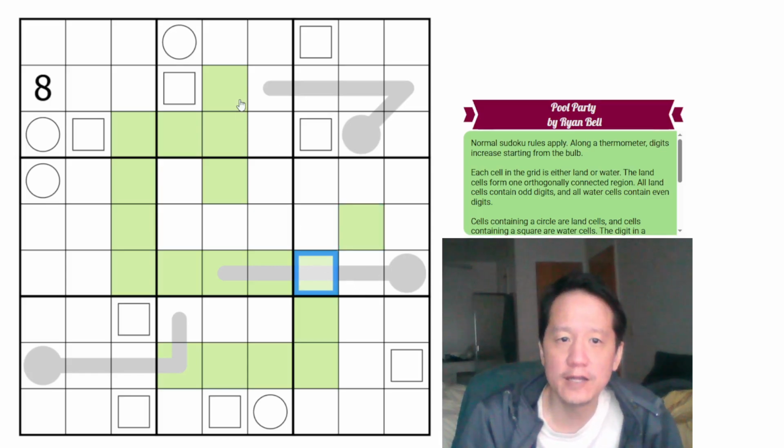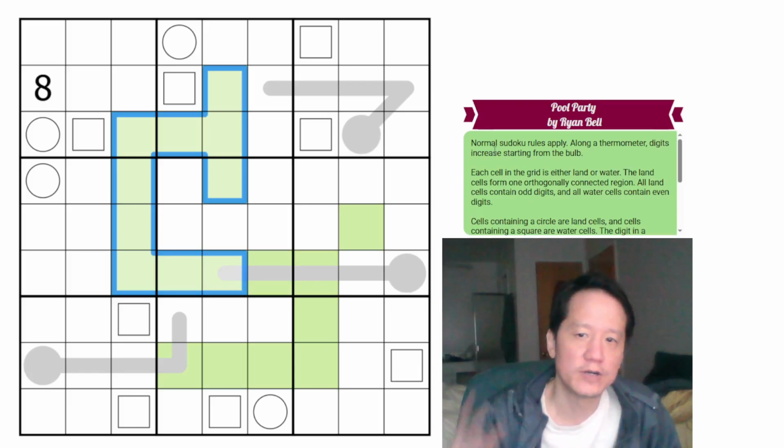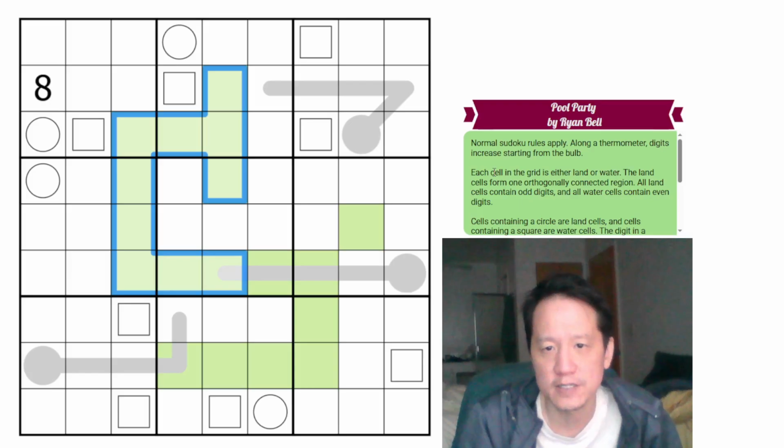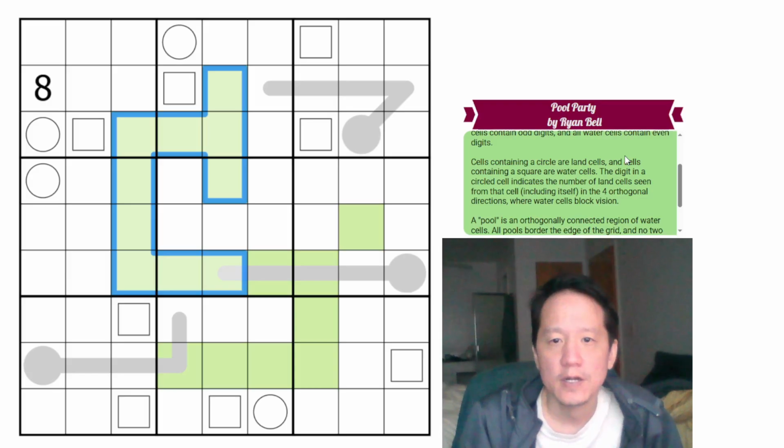Also, all land cells contain odd digits, and all water cells contain even digits. So that means every cell that's odd is land, and every cell that's even is water. Because each cell in the grid is either land or water, and all the land cells contain odds, and all the water cells contain even digits. Okay.